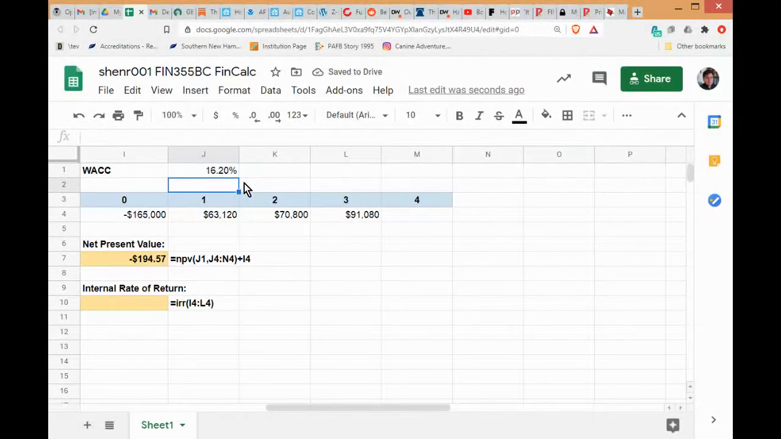16.2, it's too high, because now we've reached the point where the discounting of the future cash flows makes the future cash flows less valuable than the initial cost. Need to back up a little bit. It's somewhere between 16.1 and 16.2%. I can go in between. This is still a little bit too high.